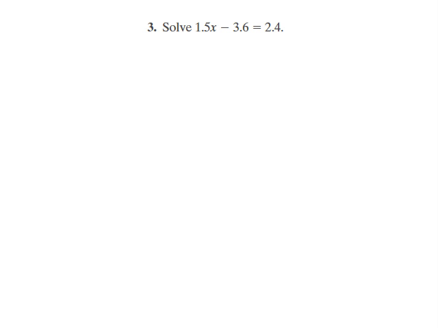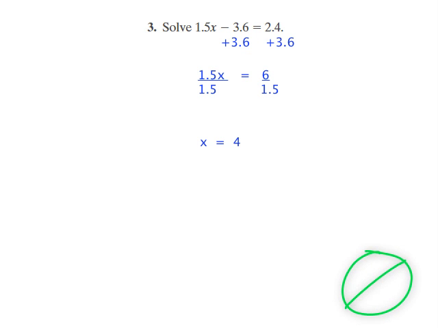For this last example, add 3.6 to both sides of the equation. On the left-hand side, you're left with 1.5x, and on the right-hand side, 2.4 plus 3.6 is 6. Now we're ready to divide both sides by 1.5. On the left-hand side, the 1.5s cancel each other out, and you're left with x. On the right-hand side, 6 divided by 1.5 is 4. So x equals 4.